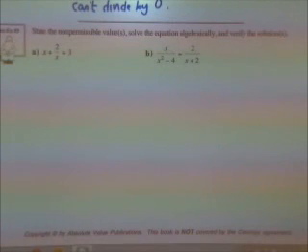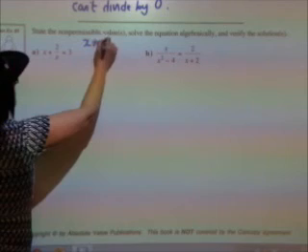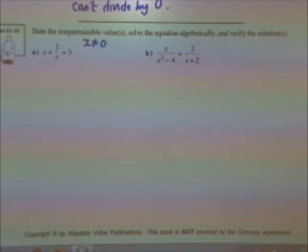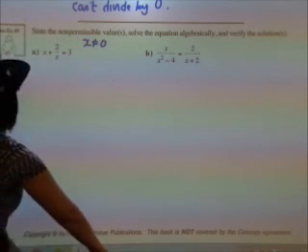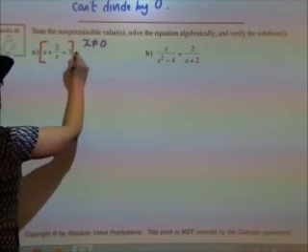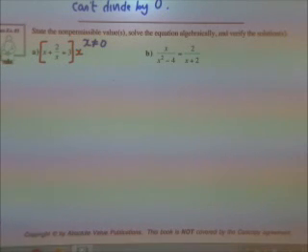So in class example number 3, we're asked to state the non-permissible values, solve, and verify. So in A, what's my non-permissible value? What can't x equal? 0. Okay. What would be my common multiple? What would I multiply each term by to get rid of that denominator? X. So I'd multiply each term by x.